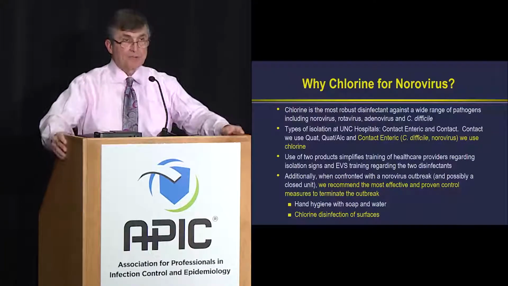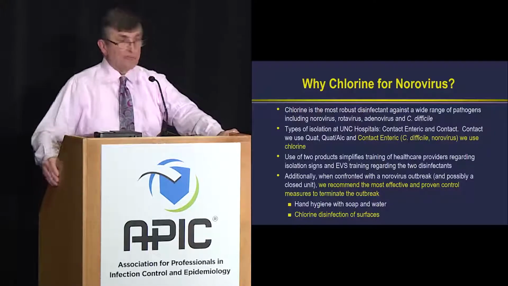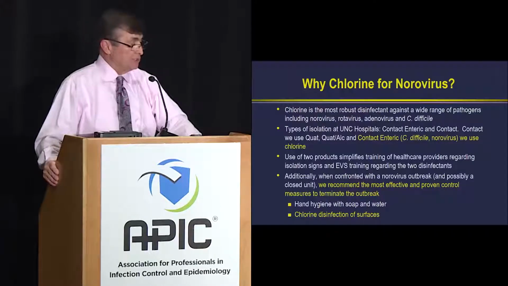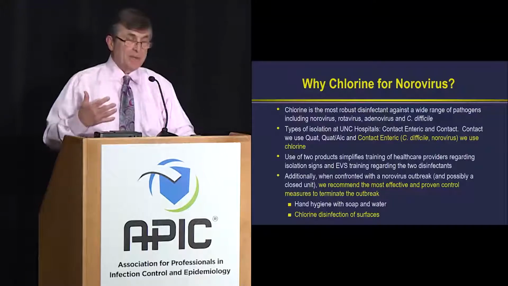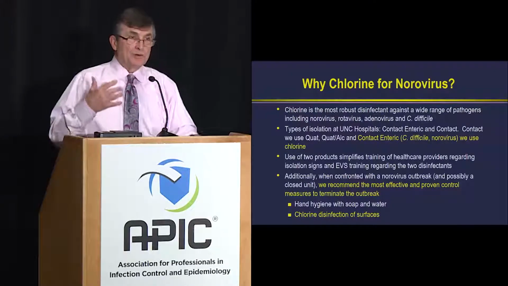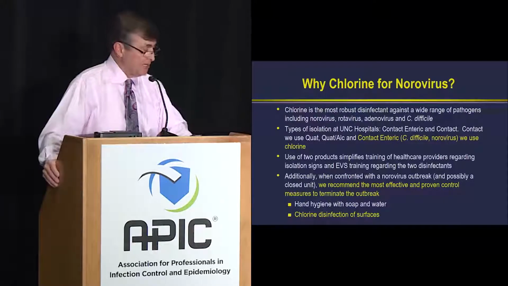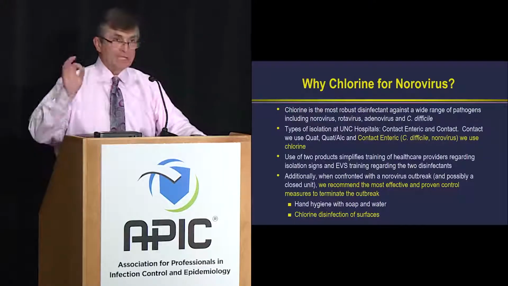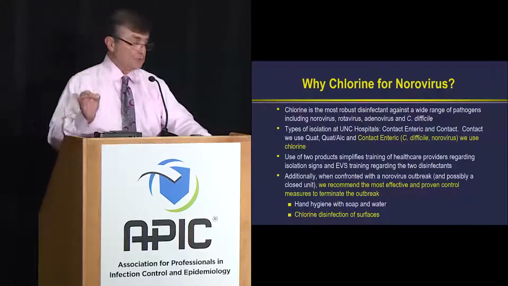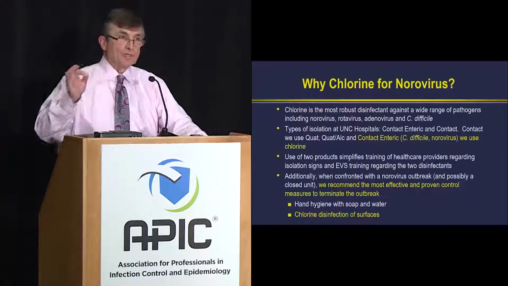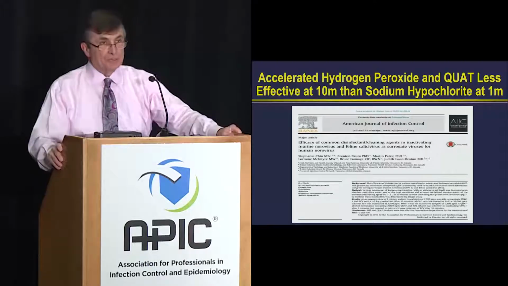At UNC hospitals, when we have patients on contact enteric precautions for C. difficile or norovirus, we essentially use chlorine. The reason we use chlorine is that it's the most robust antimicrobial product. We don't use a product that has limited antimicrobial activity or antiviral activity. We want to use the most effective product, the product that has been proven several times to control outbreaks in an outbreak setting. So we use chlorine.